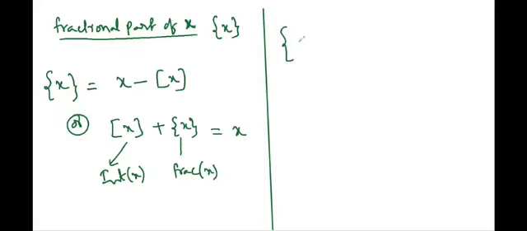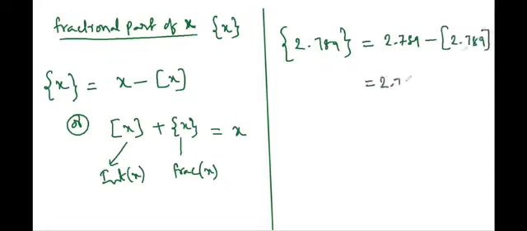So if you want to find out fractional part of 2.789, it is the real number 2.789 minus step of 2.789. X minus step x, that's why. So it is 2.789 minus step function, which you got as 2. That's why your answer is 0.789. This is the fractional part. Okay, this is one example.